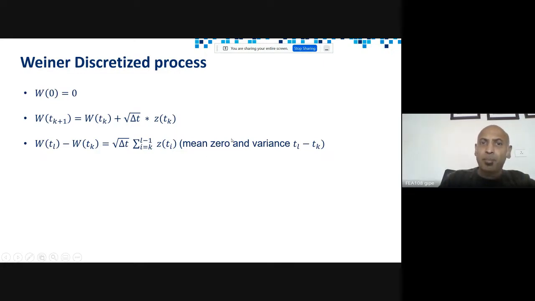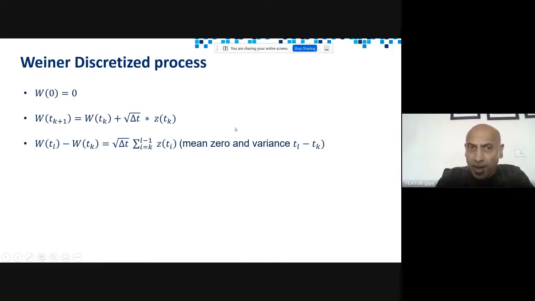Since the mean of this distribution is 0, and the variance of this Z(Tk) is 1, if I sum up all the variances, they become 1, and then summing from K to L minus 1, I get L minus K. The variance of TL minus Tk becomes L minus K. So the mean becomes 0 and the variance of this term becomes L minus K. Okay.